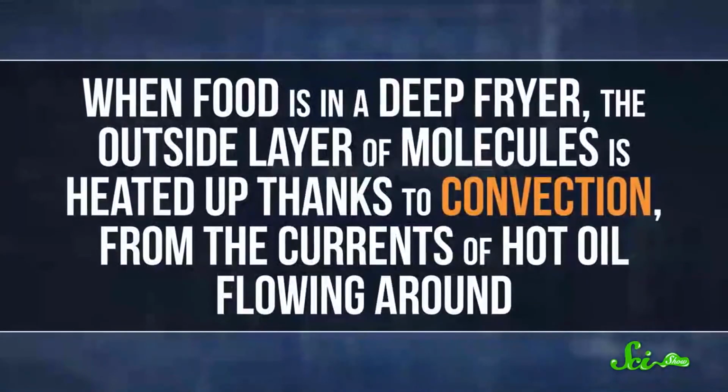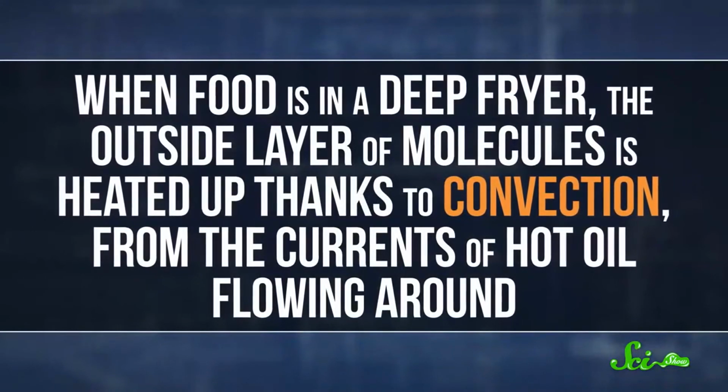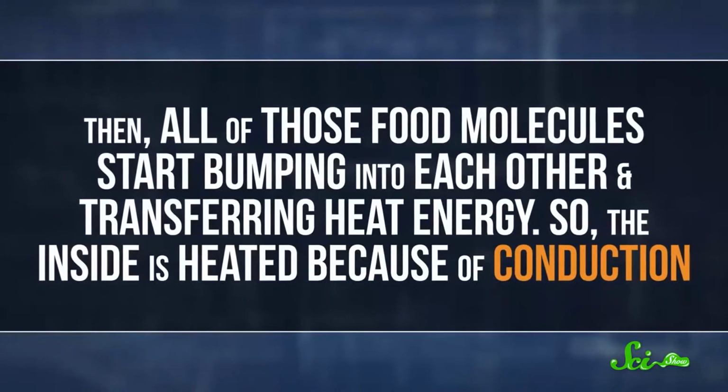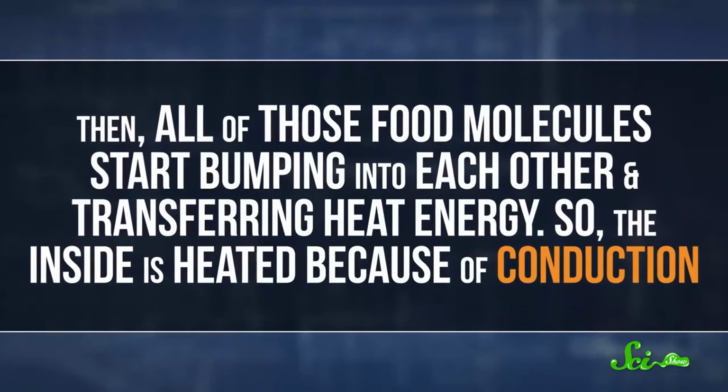That's because cooking is all about heat transfer. When food is in a deep fryer, the outside layer of molecules is heated up thanks to convection, from the currents of hot oil flowing around. Then all of those food molecules start bumping into each other and transferring heat energy. So the inside is heated because of conduction. So those are the basics of deep frying food.